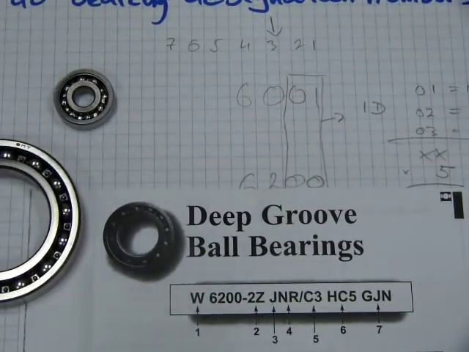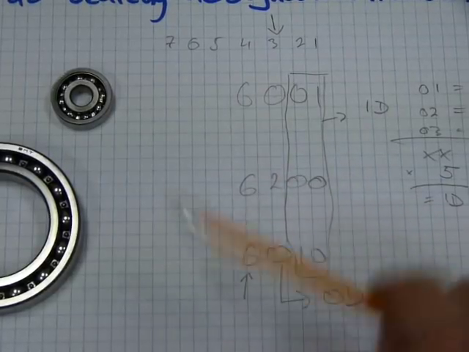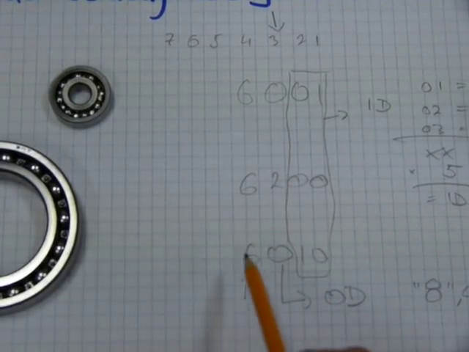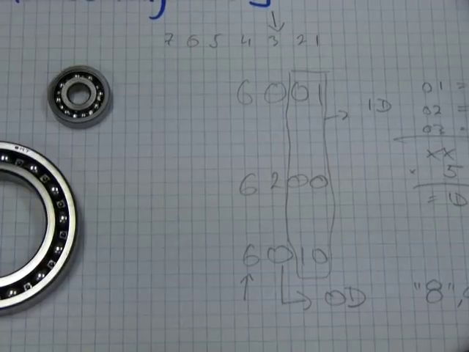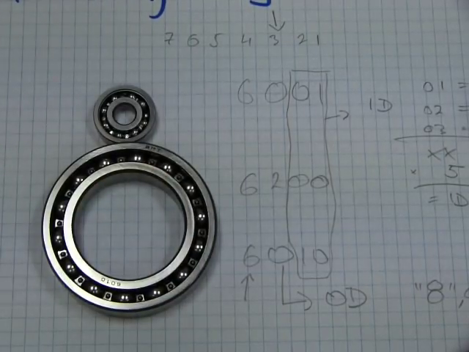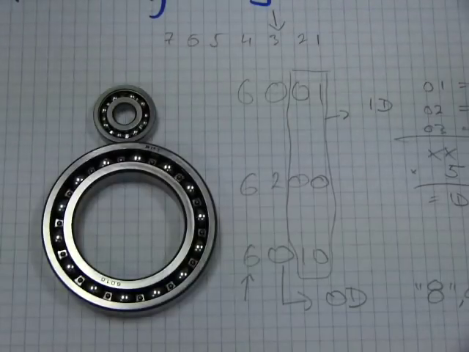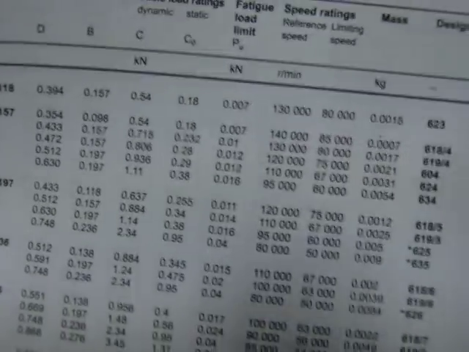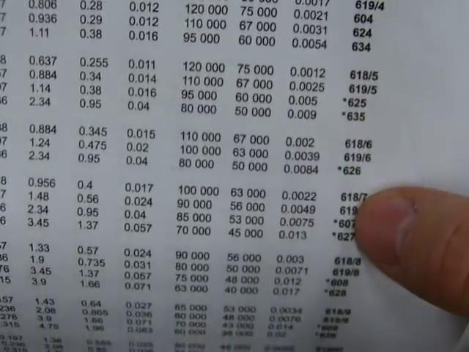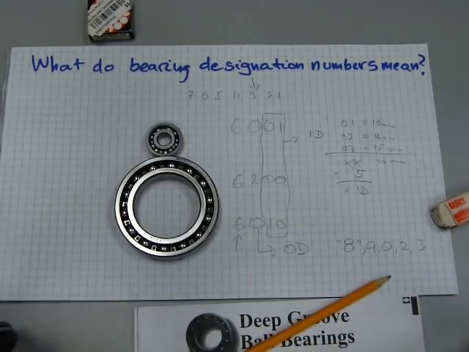But all of these numbers, the fourth place here denotes the type of roller element inside the bearing. So most often you will find number 6 bearings, or deep groove ball bearings, and even these small ones that have 3 digits, they all start with 6 consistently. 6, 6, 6, because all of these are deep groove ball bearings.